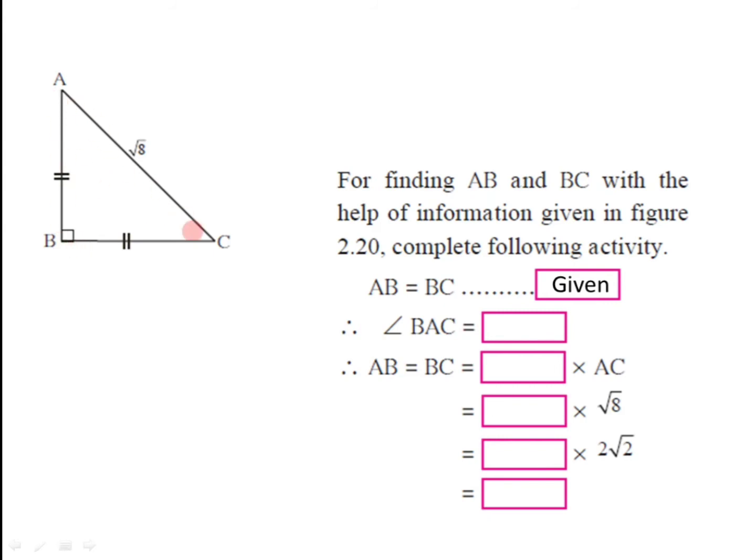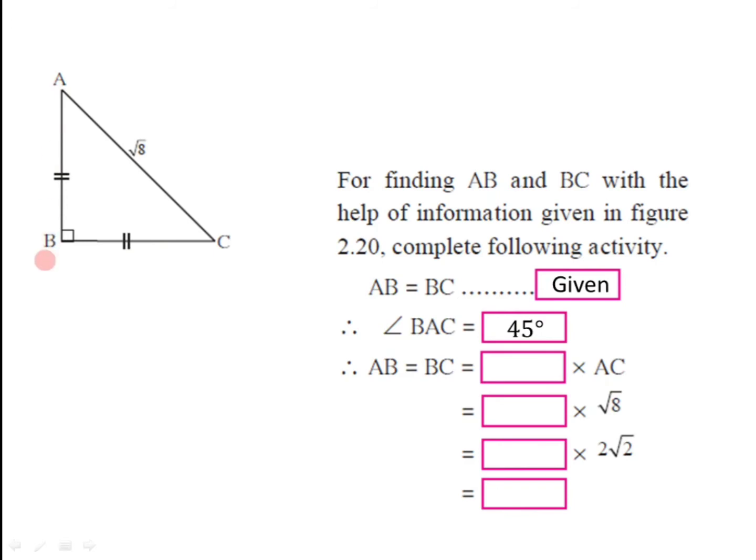So angle BAC must be equal to angle BCA, and as these two angles are congruent, their measures must be 45 degree each. That means measure of angle BAC as well as measure of angle BCA must be 45 degree. Now here we should use the theorem of 45, 45, 90 degree triangle, and by that we know that sides making a right angle is equal to 1 by root 2 times the hypotenuse.